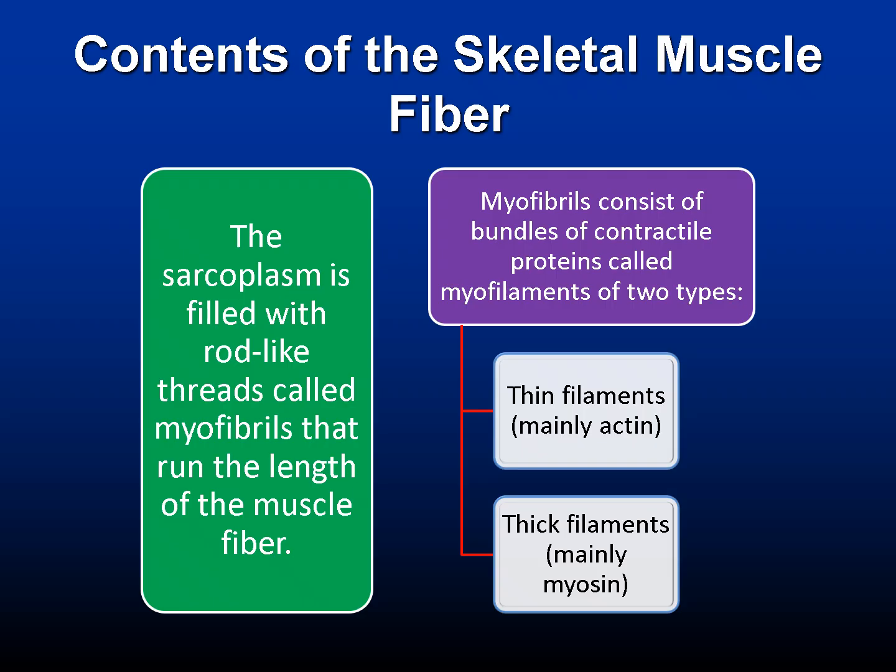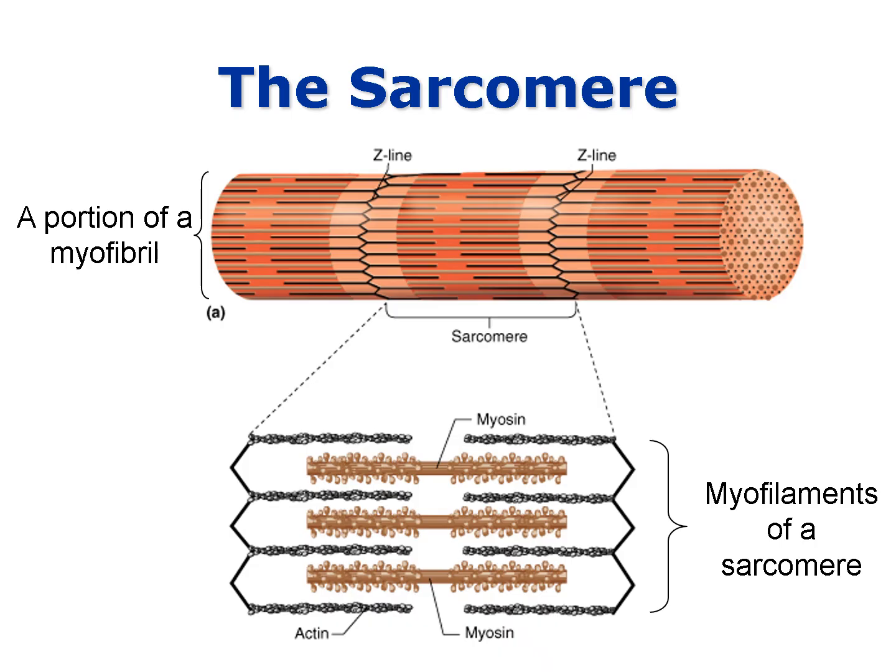The myofibrils contain the myofilaments, which are the contractile elements of the cells. The myofilaments are organized into repeating units called sarcomeres. The sarcomere is the structural/functional unit of striated muscle. Skeletal and cardiac muscle are striated. Each myofibril consists of about 10,000 sarcomeres, and each sarcomere consists of precisely arranged myofilaments.